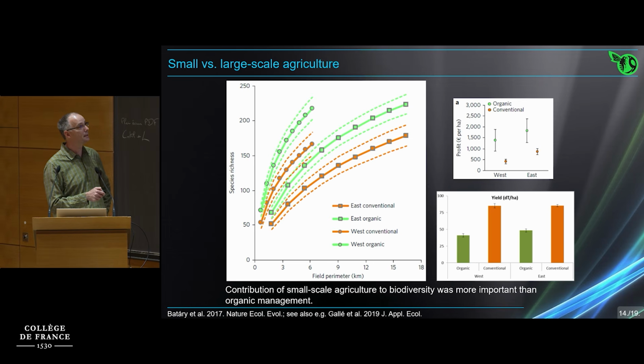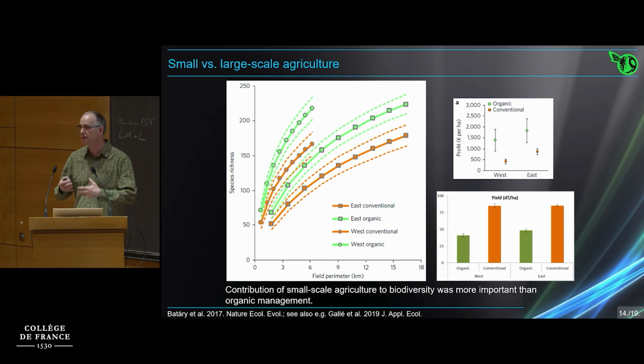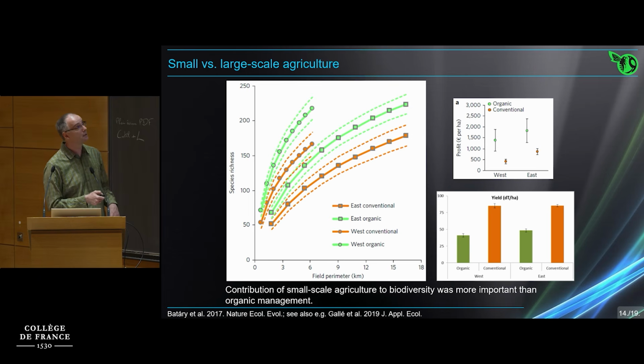So let's take one large field from the Eastern German system, a conventional one. We had 50 species roughly, then add the next poorest field, and then you count how many species you have, the next poorest field, and so on. So you create these. What you can see is that the green lines, the organic ones, are always higher, but the interesting thing is that in the West, the conventional fields were better in beta diversity than the organic ones with similar size.